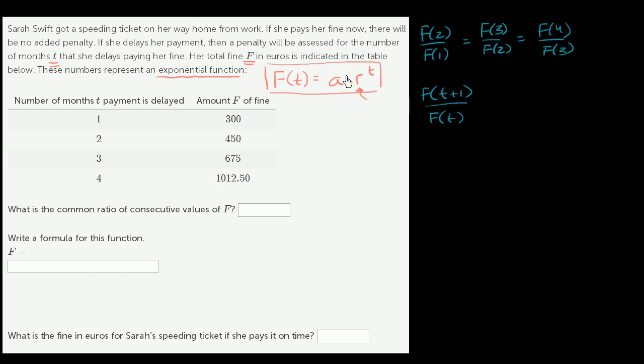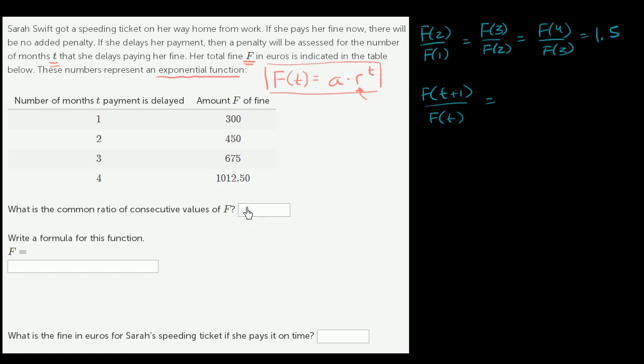So let's see what that is. If we just look at this right over here, what's the ratio of f of 2 to f of 1? 450 divided by 300, well, that's 1.5. 675 divided by 450, that's 1.5. 1012.5 divided by 675, that's 1.5. So the common ratio in all of these situations is 1.5.